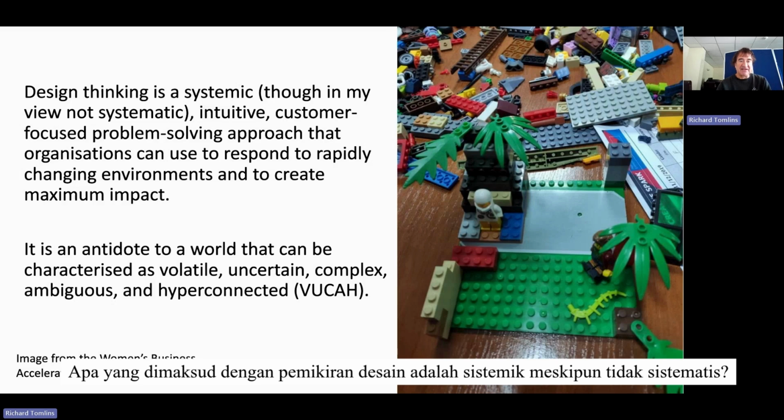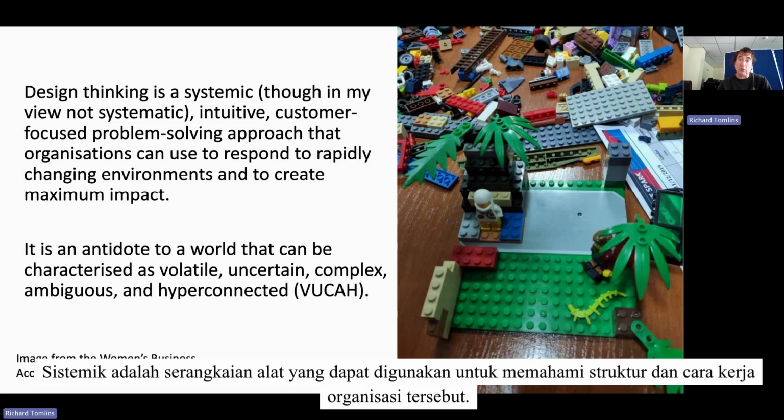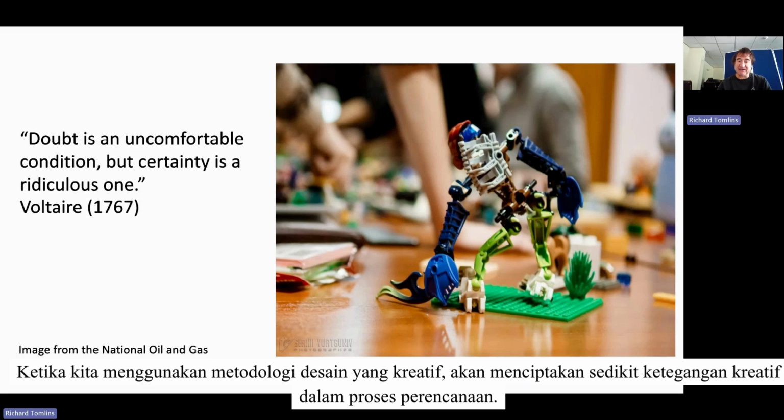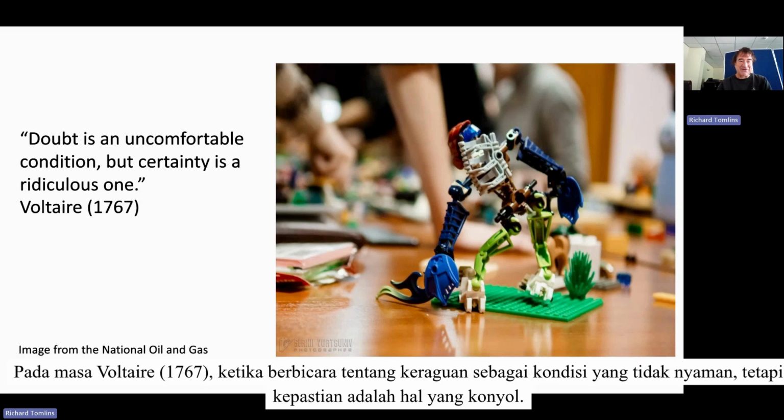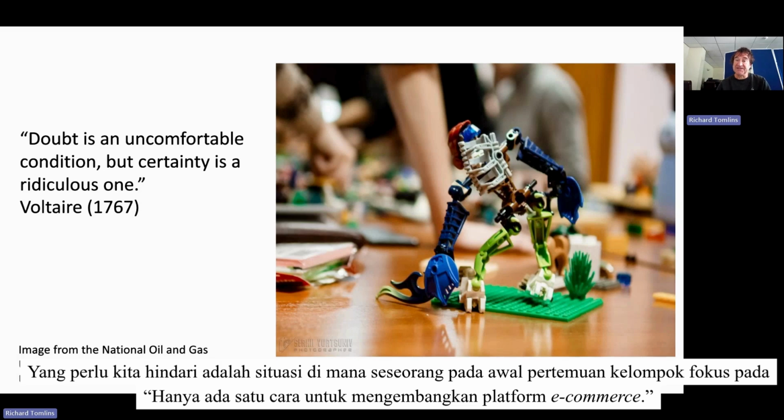So what do I mean by design thinking is systemic, though not systematic? What I will do is give you a range of tools by which you can deep dive into the system of the organization's way of doing. So what we're trying to do, through the design thinking methodology, is create a little bit of creative tension, maybe even a little bit of uncertainty, by using planning techniques which go back to Voltaire in 1767. We're talking about doubt being an uncomfortable condition, but certainty is a ridiculous one. So what we're trying to avoid is someone at the start of the focus group saying, there's only one way in which we can develop this e-commerce platform.